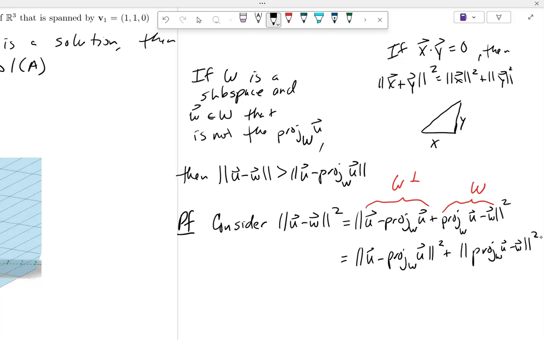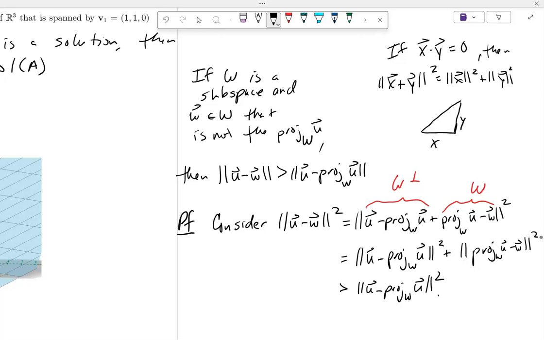Notice I said that if I have a vector that's not the projection, is this going to be the zero vector then? No. And if it's not the zero vector, can this thing be zero? No. So I'm really, honest to goodness, adding something, aren't I? This really is greater than the first term. And now take the square root of both sides.